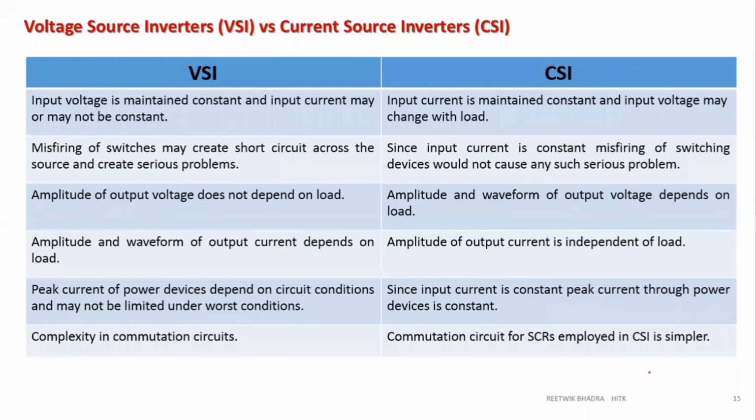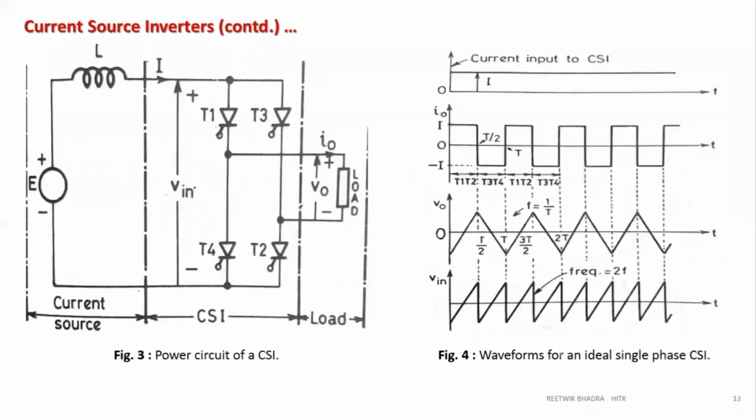So at last we have compared CSI and VSI. So in VSI, what was that? Input voltage was maintained constant and input current may or may not be constant. But over here you can see my input current is maintained constant, but my input voltage may change with load. It was changing with load.